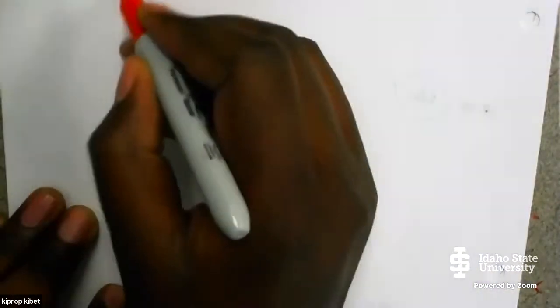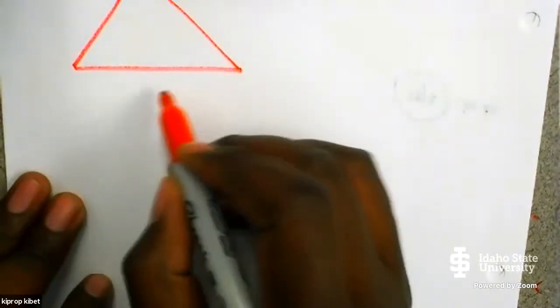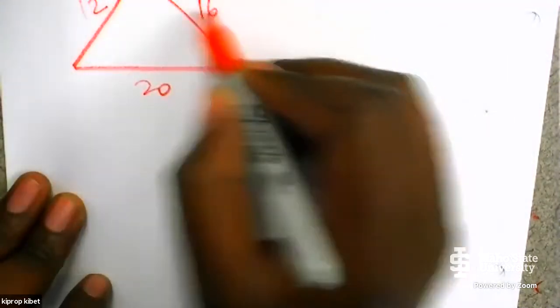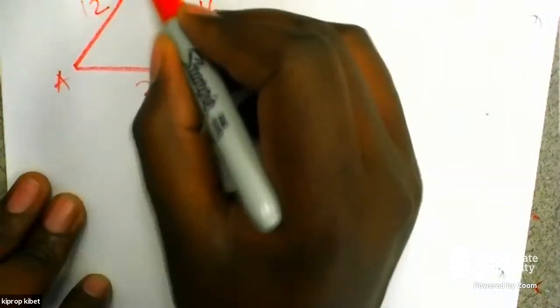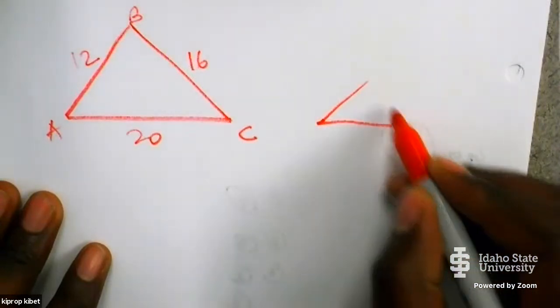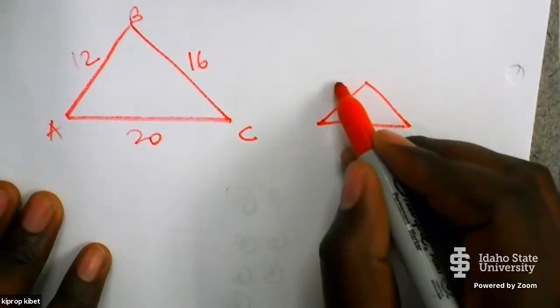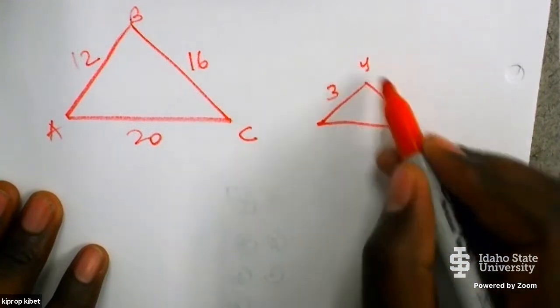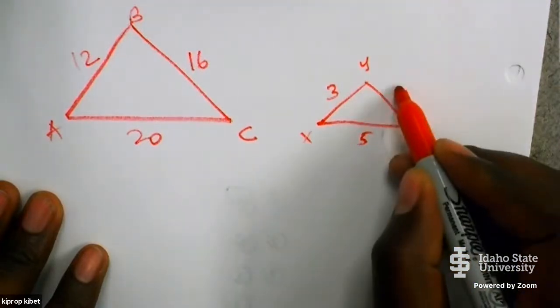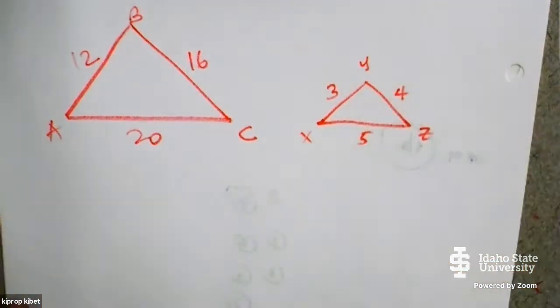Right, for example, an example is this. If you have something like this, one side is 20, this is 12, this is 16. Let's say this is A, B, and C, then you have another triangle there. This is 3, this is Y, this is X, this is 5, this is Z, and this is 4. Okay.